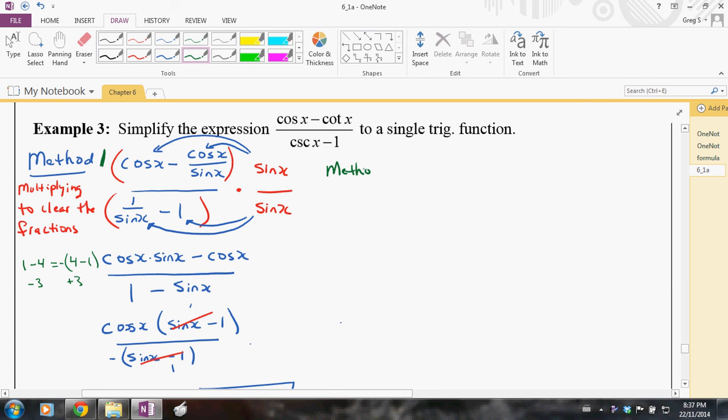Method number 2 is the good old workhorse of a method, which is convert everything to sine and cos, and then have common denominators. Okay, so it's a method that we've done before. So the first step is to, just like we did the first step before, change this cotan into cos over sine and change that cosecant to 1 over sine. So really I'm just going to copy out the same first line.